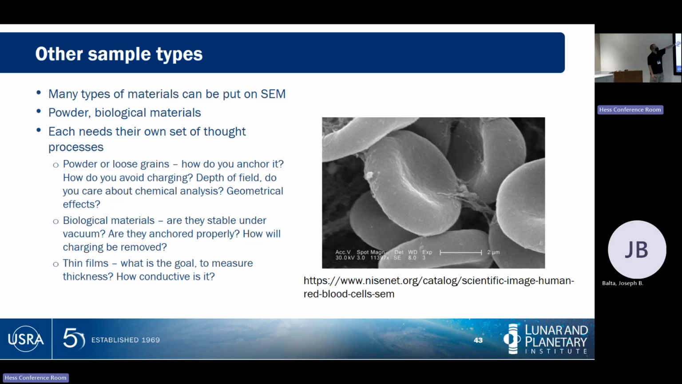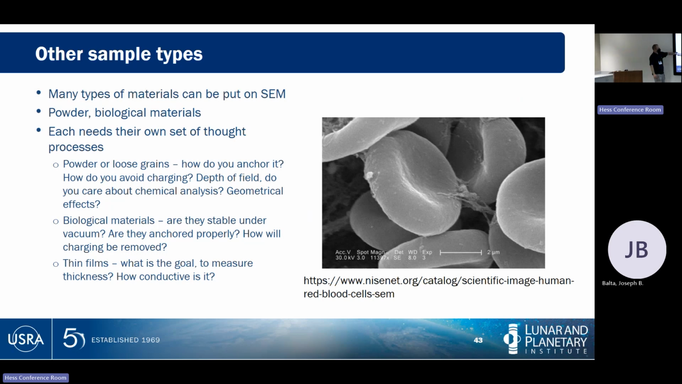If it's powder or loose grains, how do I anchor it? How do I avoid charging if the material is not conductive? Do I care about the chemistry of it? Because I might not be able to get an accurate chemistry if it's a powder that's unpolished. If I polish it, do I care about the orientation? Do I care about the surface features on this?